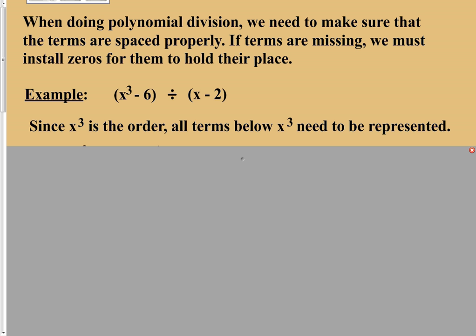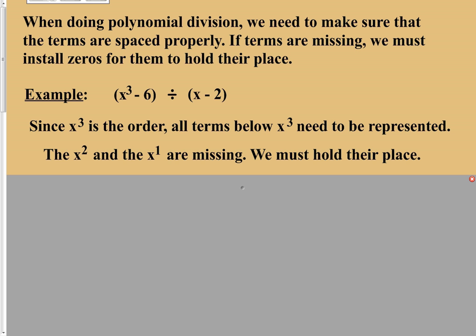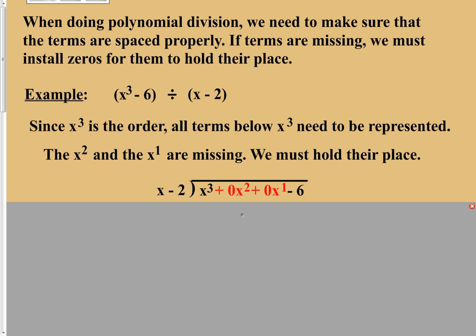Now, basically what we're saying here is x cubed is the degree or the order. So x cubed is going to be the highest exponent in our dividend. But there's no x squared term and there's no x to the first term, but we still have to represent them in the problem. So the x squared and the x to the first are missing. We must hold their place in order to get the spacing in the division problem correct. So x cubed plus 0x squared plus 0x to the first minus 6. That is actually our dividend.